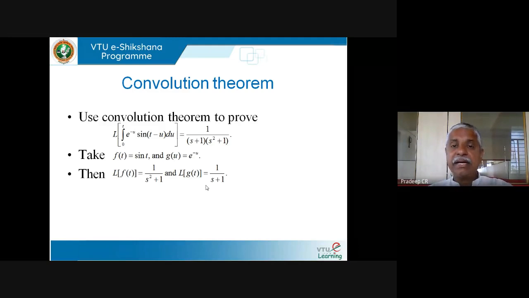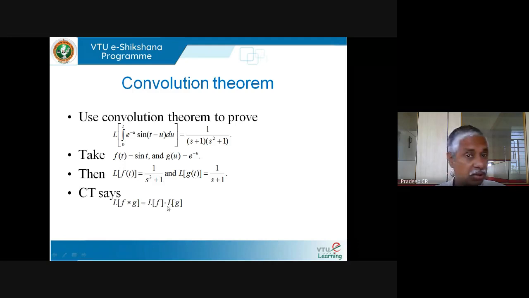While writing the solution to the problem, I'll start with: let f(t) be equal to sine t, g(u) equal to e power minus u. Then Laplace of f(t) is 1 by s square plus 1 and Laplace of g is 1 by s plus 1. So these are the two factors whose product will give me the right hand side. The convolution theorem says Laplace of f star g is LF into LG. This is what the convolution theorem says.